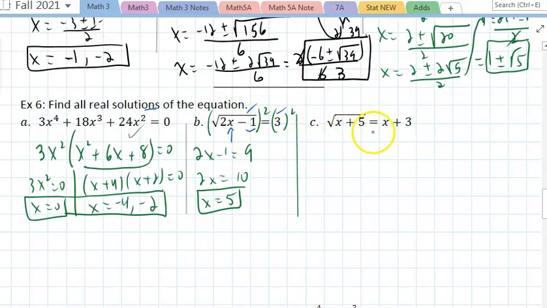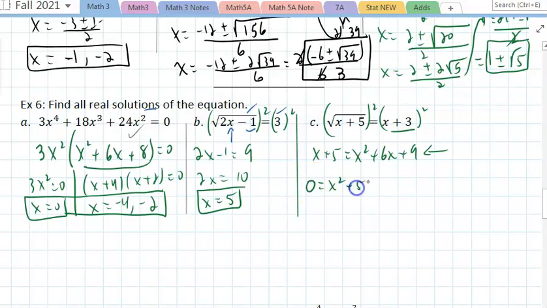When I get to C, I isolate the radical by itself. It's already isolated. I square both sides to get rid of a square root. So that becomes x plus 5 equal, and here you FOIL. Now if I was to ask you what kind of an equation is that, you'd say that's a polynomial equation. How do you solve a polynomial equation? You get 0 on one side, everything else on the other side. You factor.